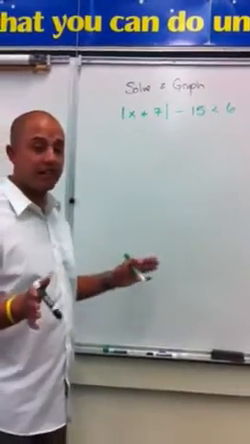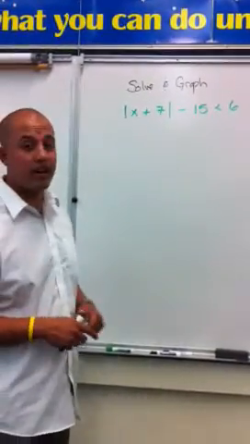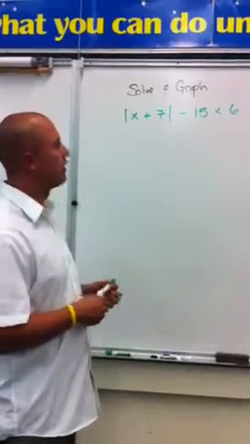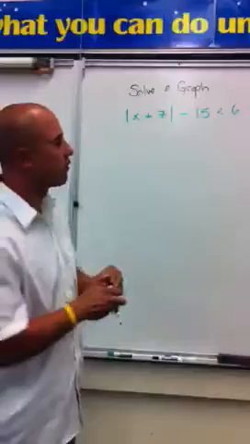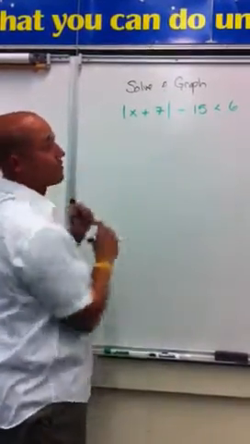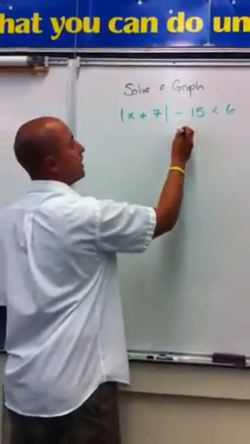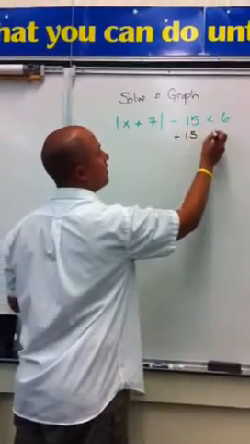Alrighty, so today we're going to take a look at a problem where we're actually asked to solve and graph an absolute value inequality. So we have our absolute value, we have the inequality. First thing that we're going to do is try to isolate our absolute value. So to do that, I'm going to add 15 to both sides.